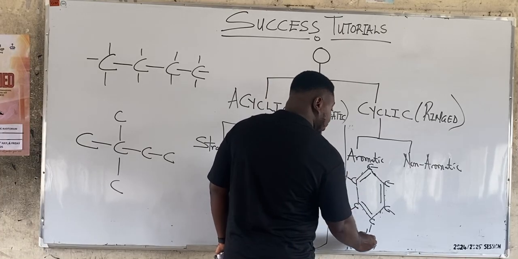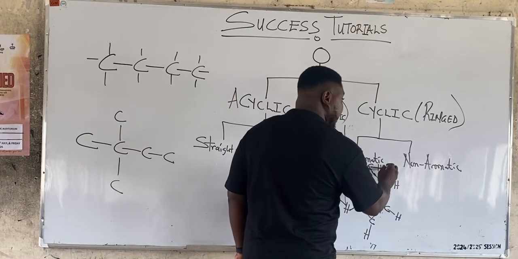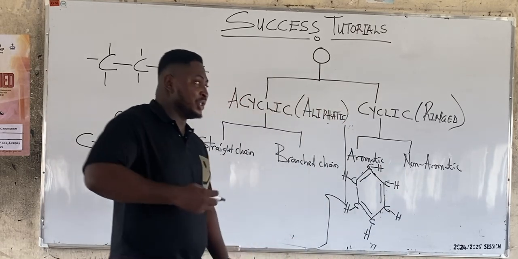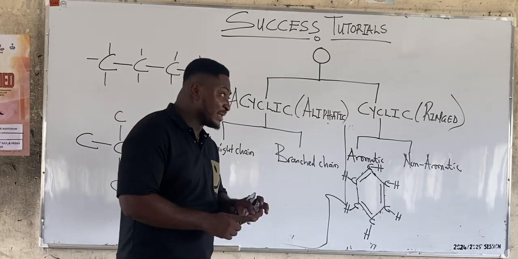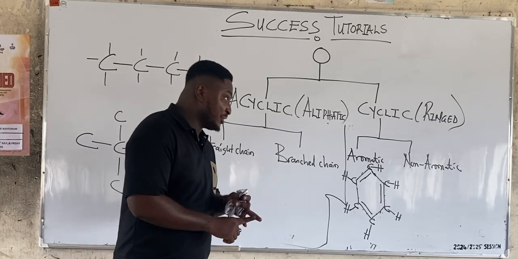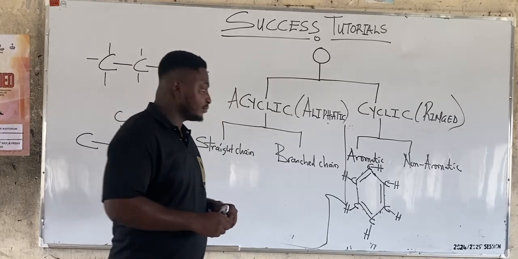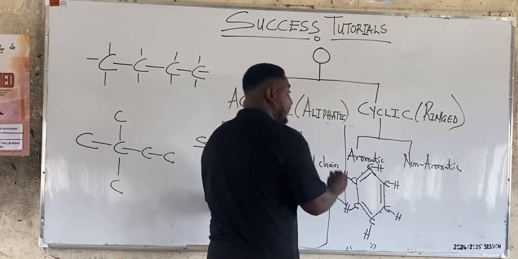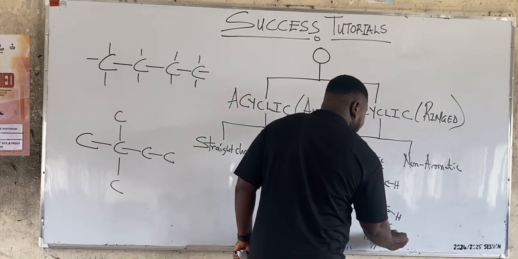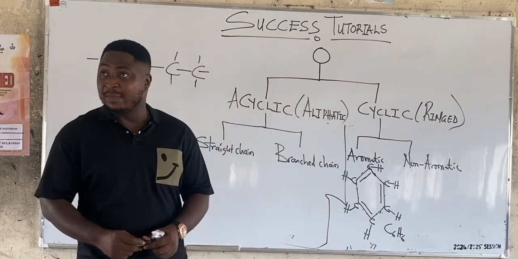Hydrogen. I told us yesterday, after carbon, the most populous element in organic compounds is hydrogen, followed by oxygen. Carbon is the most popular element in organic compounds. After carbon, immediately is hydrogen. After hydrogen, the next one is oxygen. So what this means is that the molecular formula of aromatic hydrocarbon is C6H6: 6 carbon, 6 hydrogen.